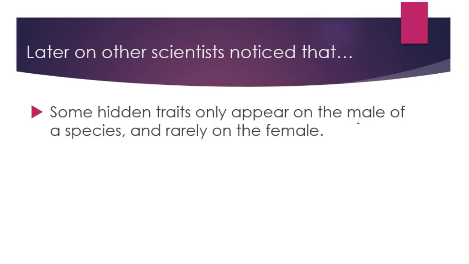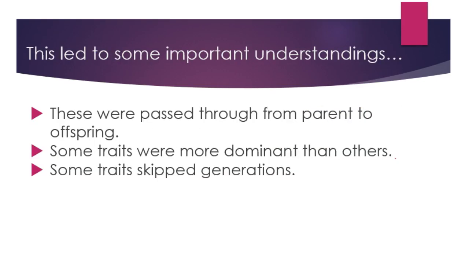And lastly, they noticed that some hidden traits only appear on the male of the species and rarely in the females. So that's a very important relationship that they had to investigate further. Now we're just going to point out some of the important relationships that came from Mendel's observations and other scientists' observations. And the first one was from the observation Mendel had about some traits being more dominant than others and other traits skipping generations.